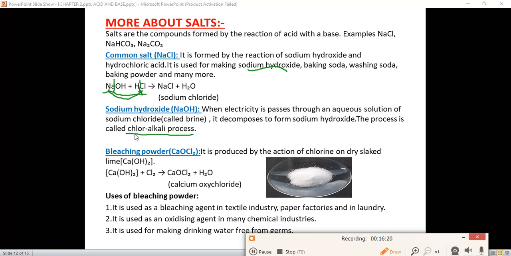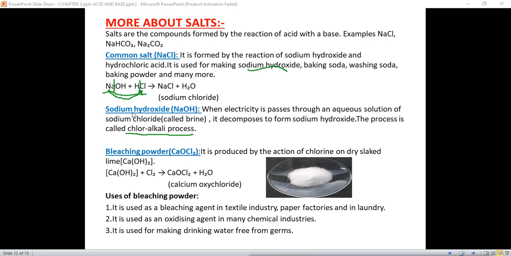The diagram of this process is very important. You should practice this diagram. And why is this process called the chlor-alkali process? Because chlorine is formed and alkali, that is sodium hydroxide, is formed. In this process, what byproducts are we getting? Sodium hydroxide, chlorine, and hydrogen.